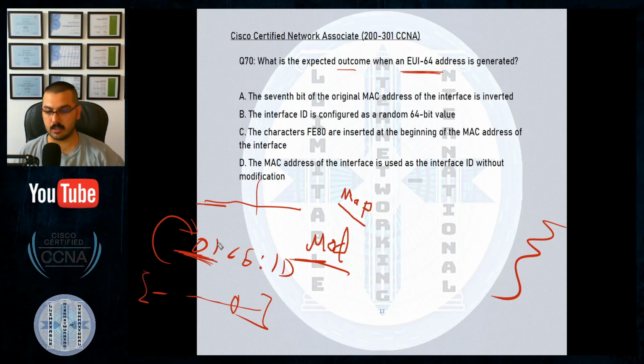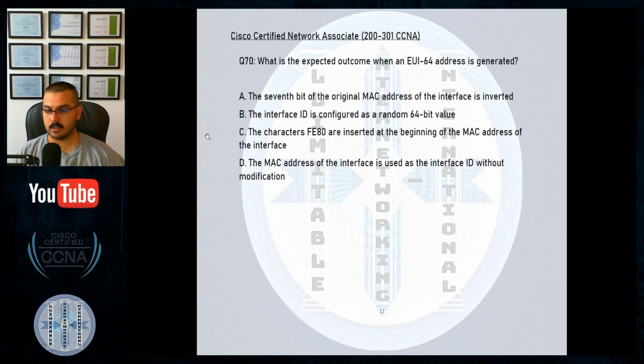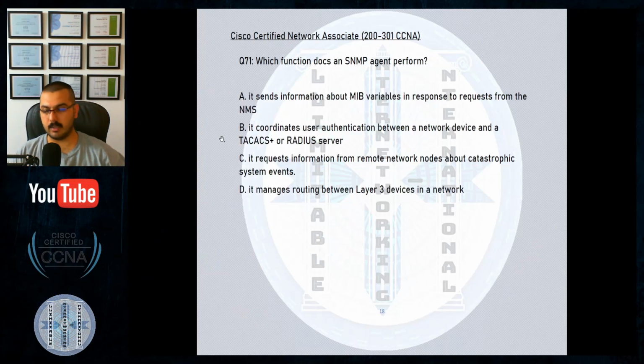It will be maybe 03 or whatever, and then proceed with the method: FE80 double colon, the first half, FFFE, the second half, and so on. So the 7th bit of the original MAC address of the interface is inverted. Yes, that is correct. That is the thing I missed saying back in chapter 1, but I did place a note below.